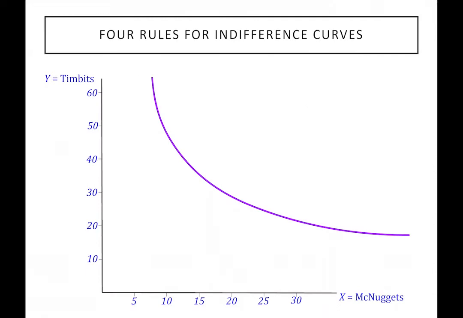There are 4 general rules for indifference curves. I'll go through them. First of all, more is better. That means there is no such thing as what's called a bliss point. A bliss point means a point like this here, where a person simply doesn't want more Timbits or more McNuggets. So the general concept here is more is always better.